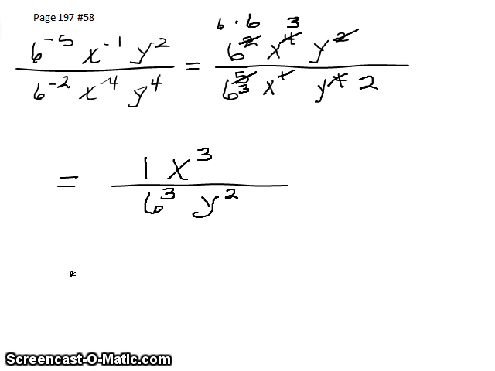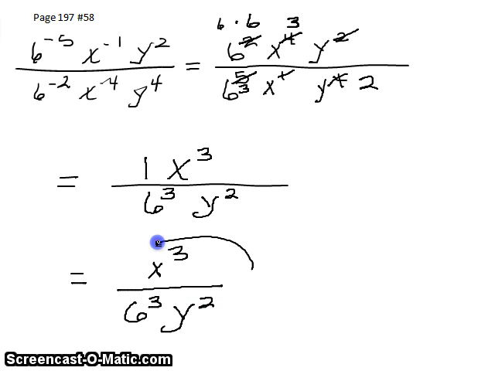Now, again, simplify it. Get rid of that 1. We don't write 1's in algebra very often. And you're all done. It was just a matter of relocating terms that had negative exponents so that they would no longer be negative.